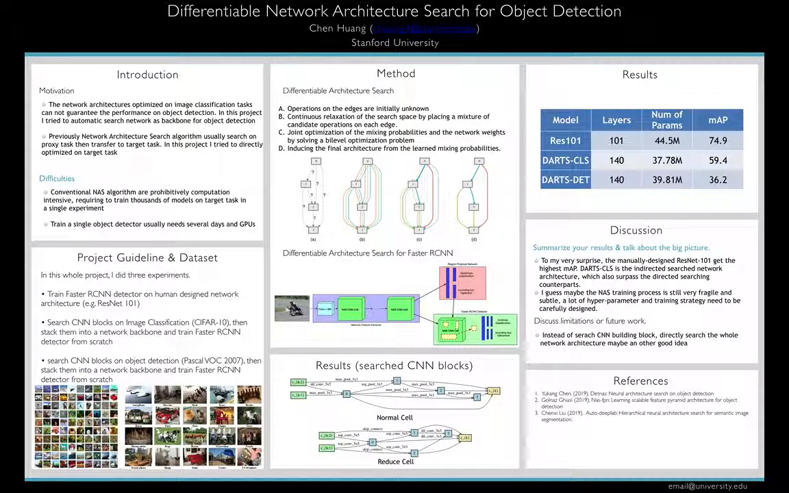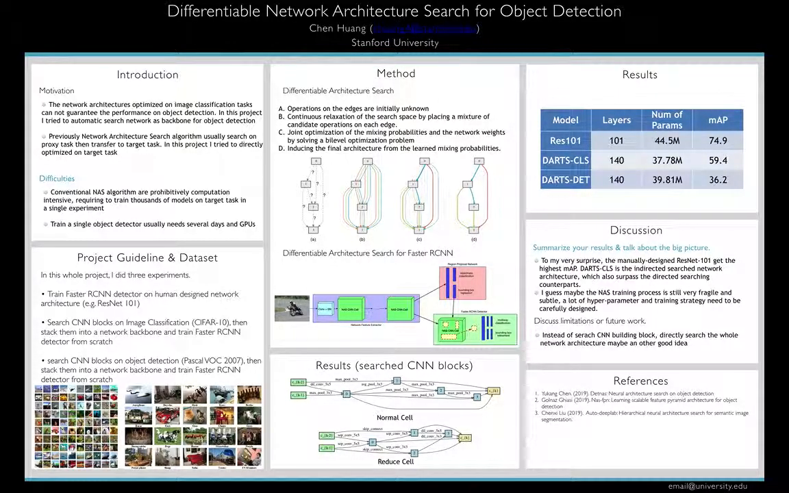In a cell block, the operations on the edges are initially unknown. Every node is a feature map, or you can say activation, and every edge is an operation, and every node can be transformed from all previous nodes. Usually this kind of problem is not differentiable because the search space is discrete.